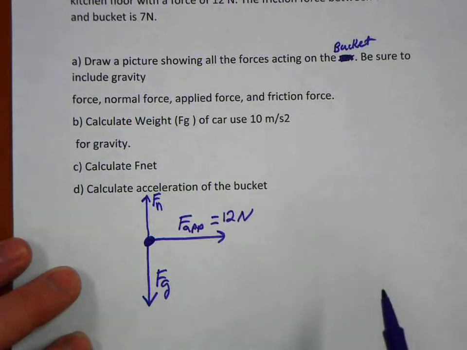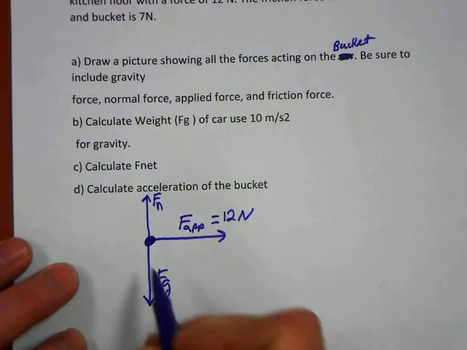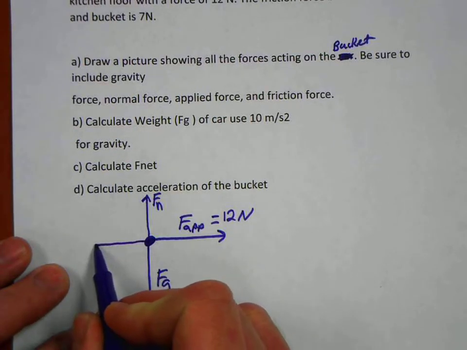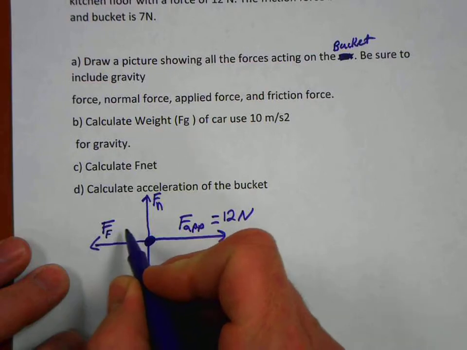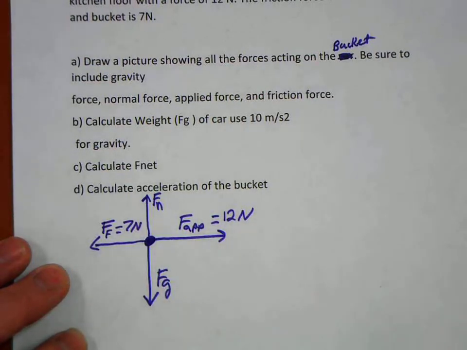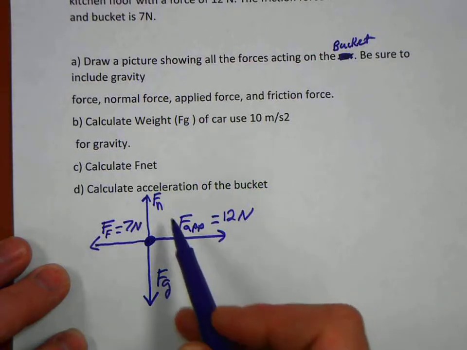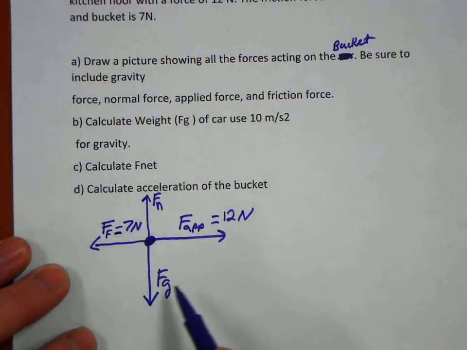Now we know that friction wants to work in the opposite direction of motion. That's what friction does. So we'll take a little force this way of friction. We know that this is going to be 7 newtons. All right. So there's pretty much our free body diagram showing all the forces that are going on. Now let's take up the calculations.